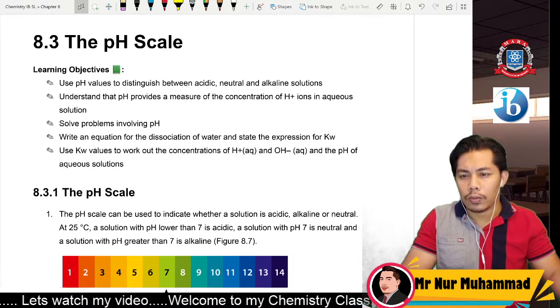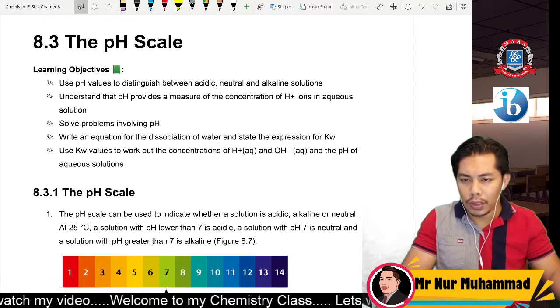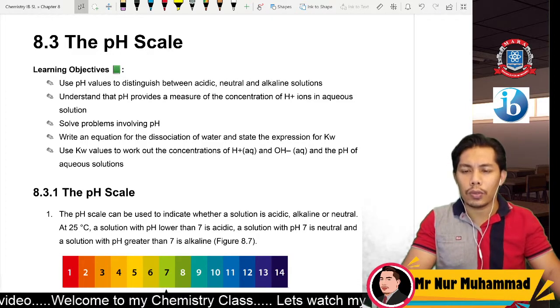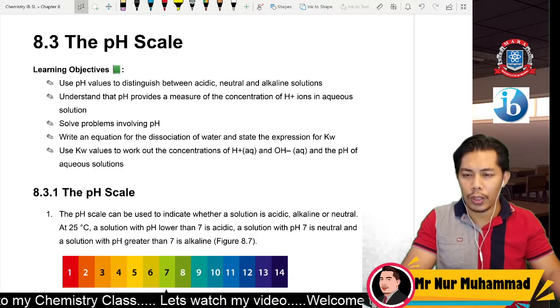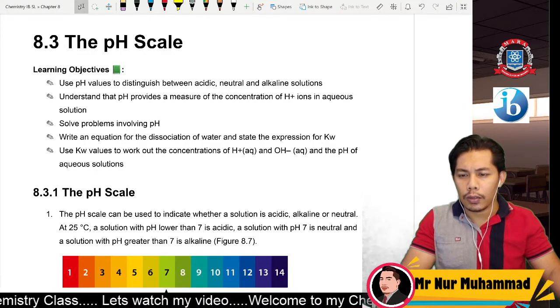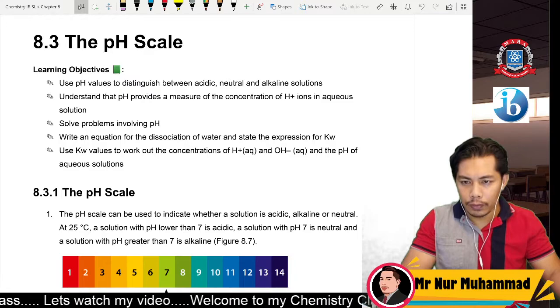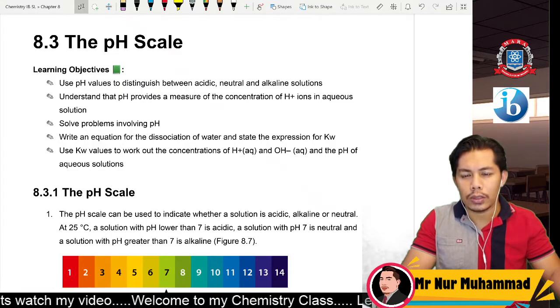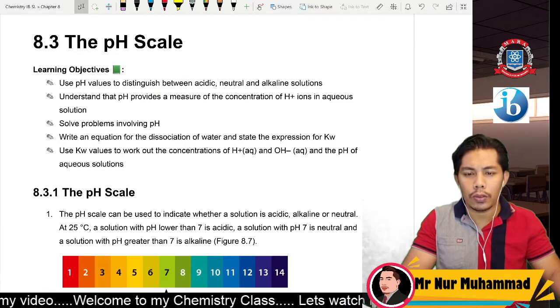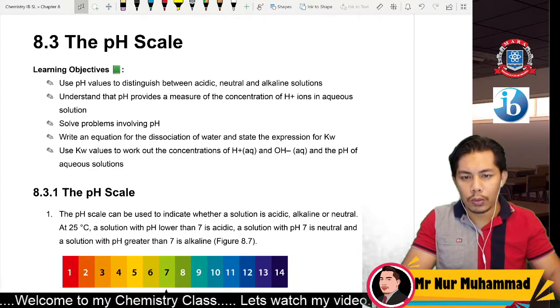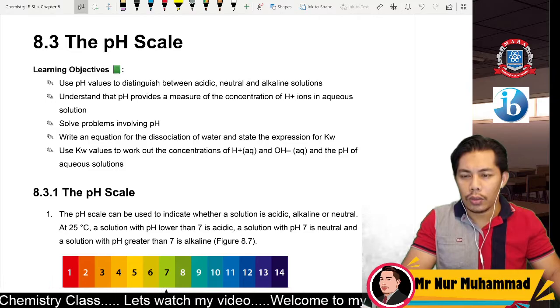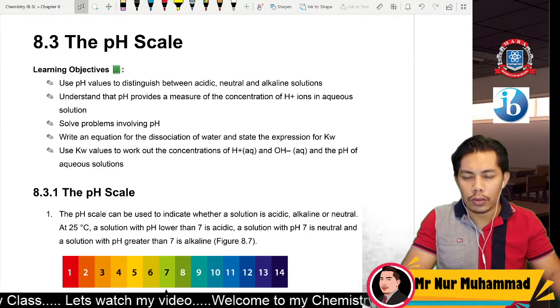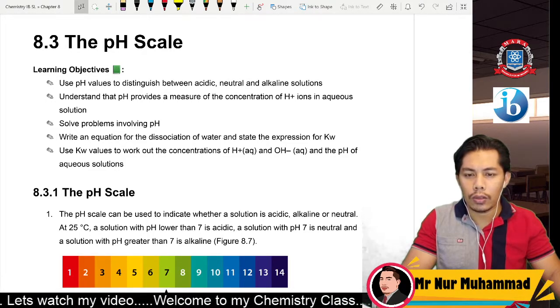Third is to solve problems involving pH. Here there are a few formulas that you have to memorize and understand the concept. Fourth, write the equation for the dissociation of water and state the expression for Kw. Kw here is the ionic product constant, and use the Kw values to work out the concentration of hydrogen ion and hydroxide ion and the pH of a solution.